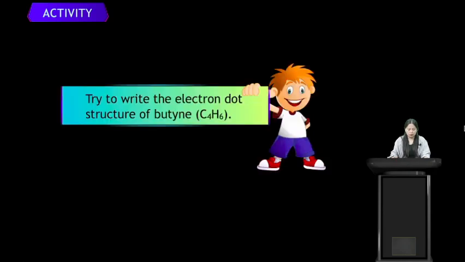Alright, students, we have another activity. Try to write the electron dot structure of butane. This will be your homework. We have "but," meaning there are 4 carbon atoms, and "yne," meaning it will contain a carbon-carbon triple bond. So write the electron dot structure of butyne, that is C4H6, as your homework.